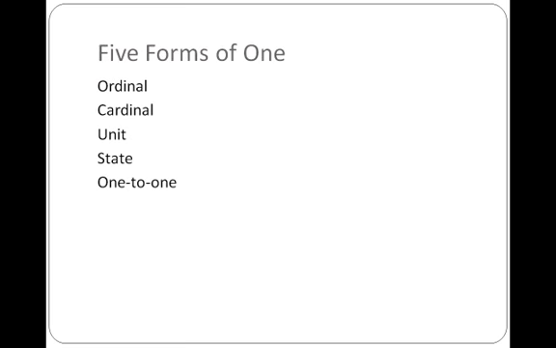We'll consider 5 forms, the only 5 forms I think there are, of the number 1. There's the ordinal and cardinal, which we've just mentioned. There's 1 as a unit, say like an inch or a mile or a meter. There's 1 as a state, and then there's 1 in a relational way, 1 to 1. So let's take them in turn and discuss them along the way.